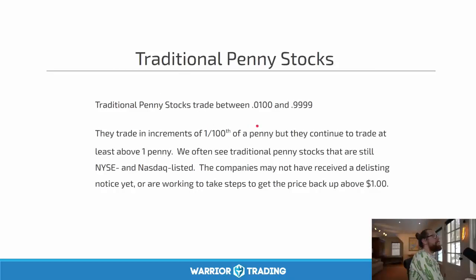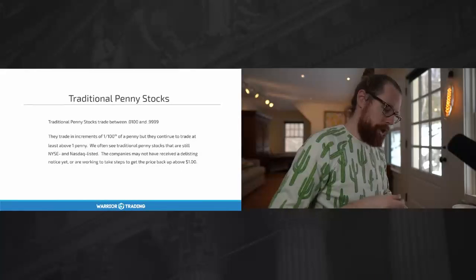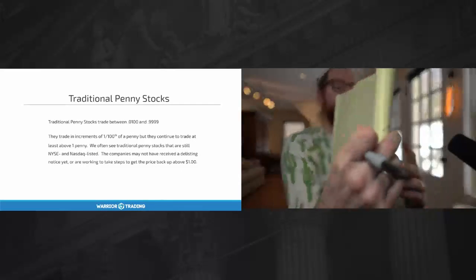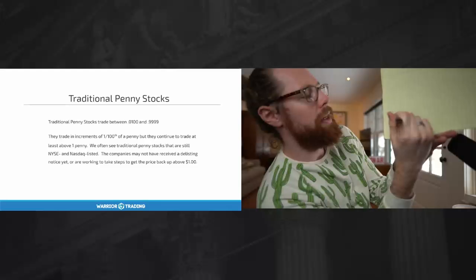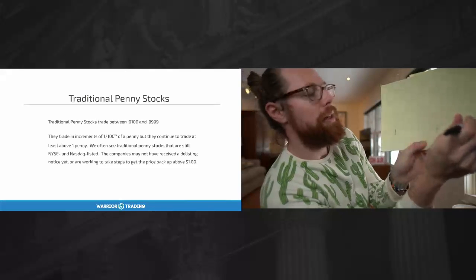So a traditional penny stock, in my view, would be a stock between 1 penny and 99 cents, trading in increments of 1/100th of a penny. But because of that, they're going to trade very slowly between the range of 75 cents to $1. And as soon as they break $1, it's only 25 increments for the stock to go from $1 to $1.25. So essentially, just to give you a visual, this is between 75 cents and $1, and then this is $1.25.